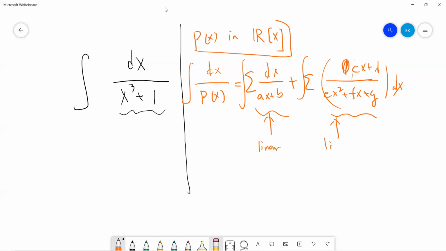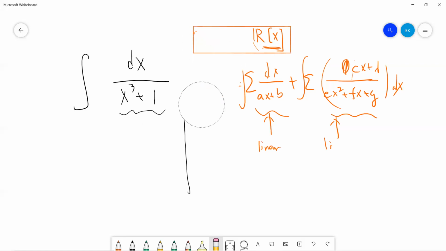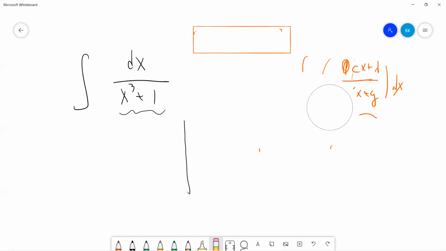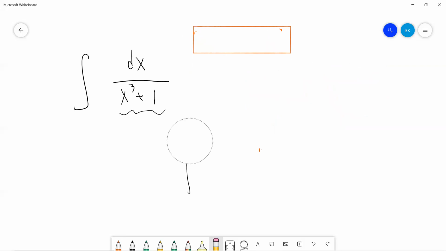Okay, and then we know that any polynomial in the real variable can always be written as this, because the so-called irreducible polynomial in the real variable x has at most second degree, at most quadratic. Yeah, so this is just an algebra fact that is very abstract. But we can use this idea to solve this 1 over x cubed plus 1. Okay, so now let's solve it.